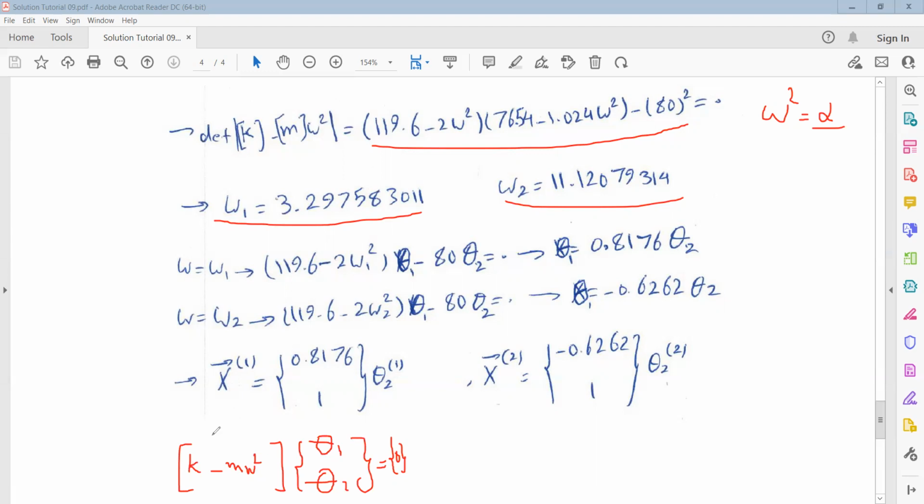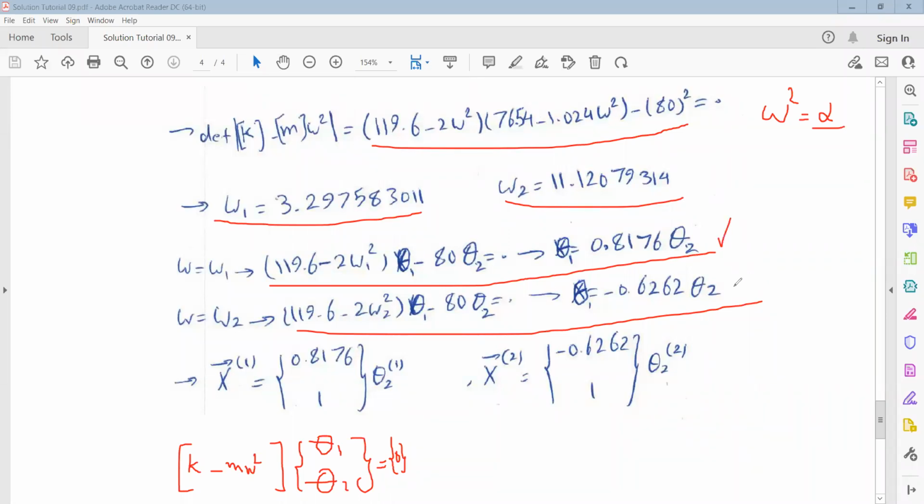So from each of these equations, when you substitute omega equal to omega 1, you can find this relation: theta 1 is equal to 0.8 times theta 2. And again, if you substitute omega equal to omega 2, you can extract this relation between theta 1 and theta 2, which is minus 0.6 times theta 2. The first one is the first mode shape, and the second one is the second mode shape, as you can see here. Okay, so this is the procedure.